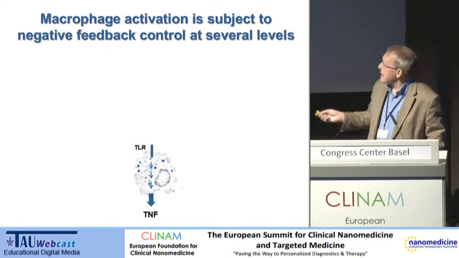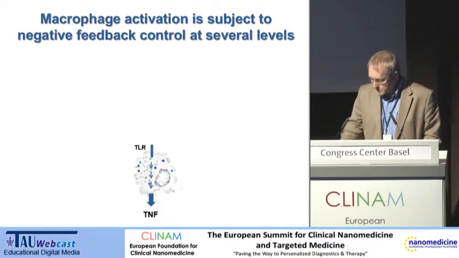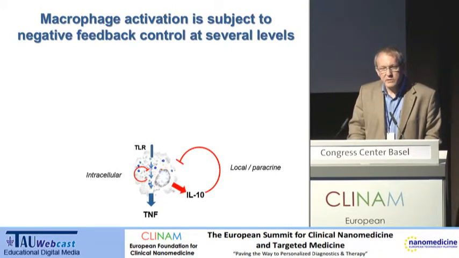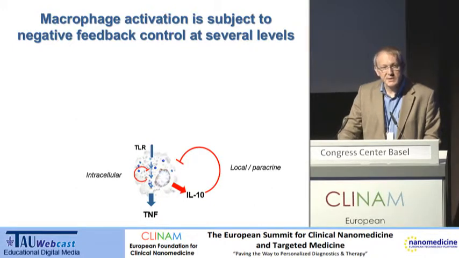If we just consider macrophages, this is my favorite cell type, we discover that the feedback loops operate at a number of different levels. Firstly, there are intracellular feedback loops like the one I've described to you. Secondly, there are local or paracrine negative feedback loops. For example, activated macrophages produce soluble cytokines like interleukin-10 and TGF-beta, which are anti-inflammatory and feed back in a local fashion to switch off macrophage activation and to prevent further expression of inflammatory mediators.